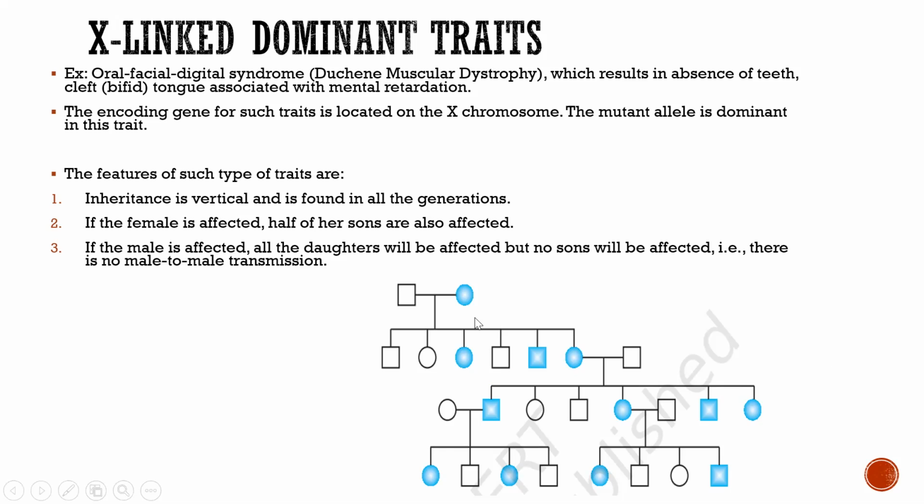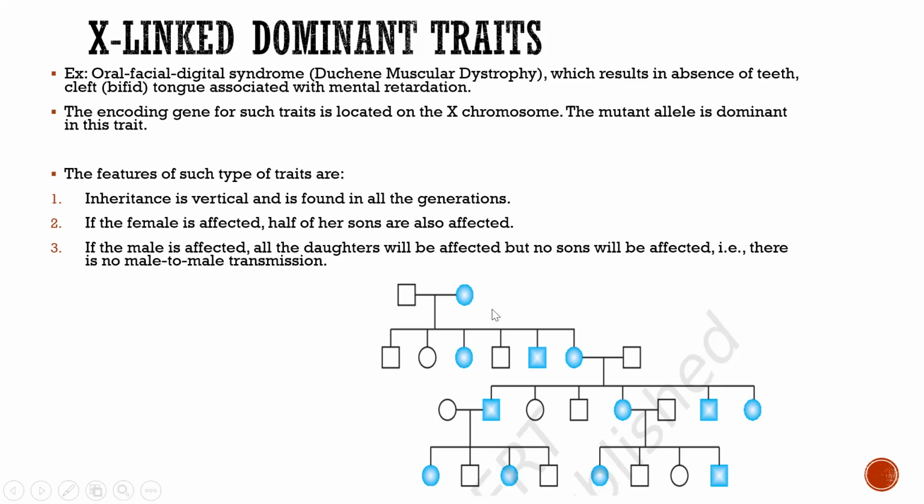If the male is affected, all daughters will be affected because the male is going to contribute the X chromosome. So the daughters produced by an affected male will all be affected, but no sons will be affected, because this mutant gene is present on the X chromosome and there is no male to male transmission. So males will not get affected.